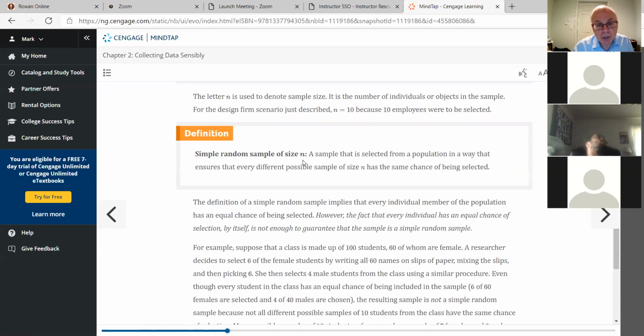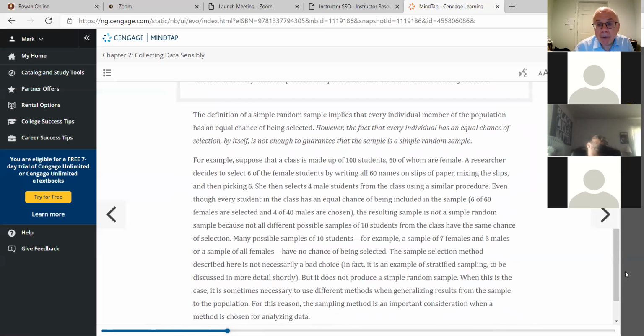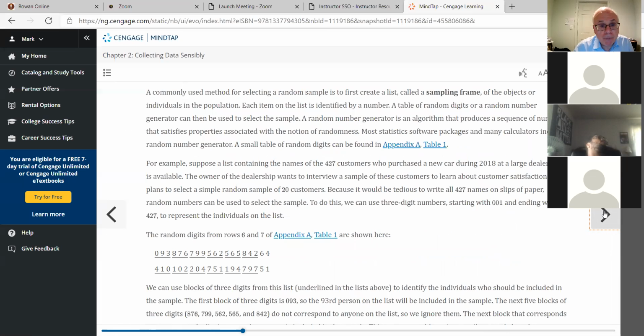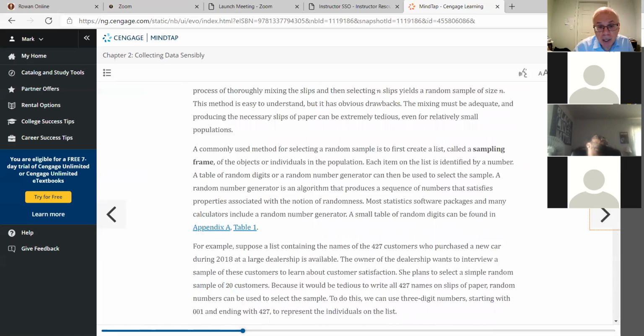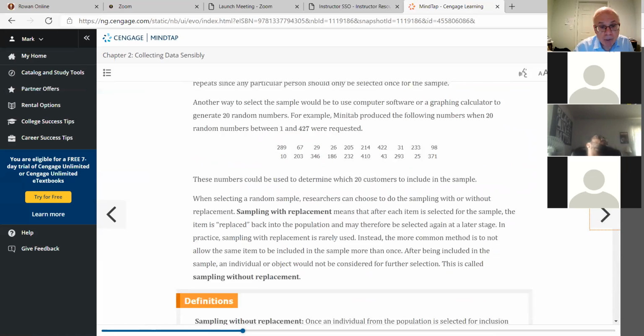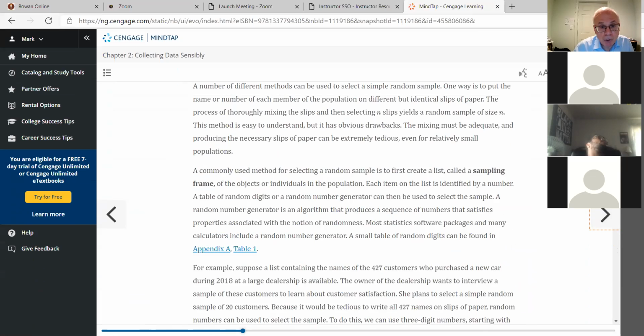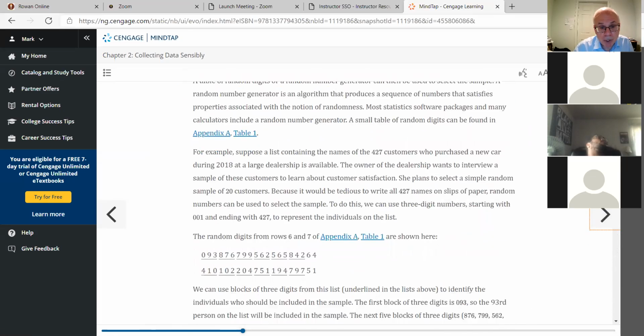And notice that the size of the sample, small n, represents the number of people in the sample. So in the example I just gave you, the sample size was 100. By the way, if we wanted to represent the population size in that example, which is 1,000, we would use capital N for population size. And then it gives you, again, ways of selecting a simple random sample. Some people use computers, some people use tables, but it's pretty much the same thing.